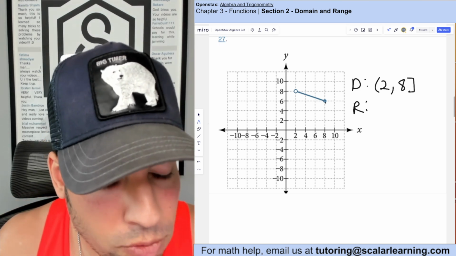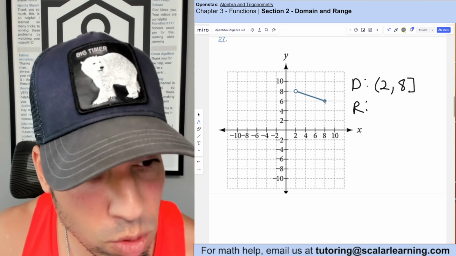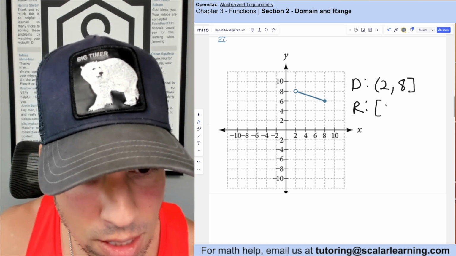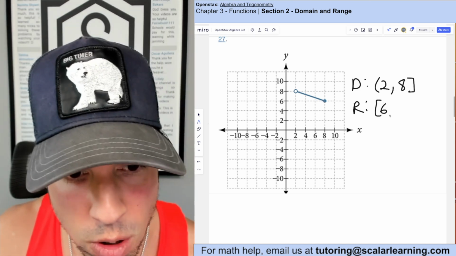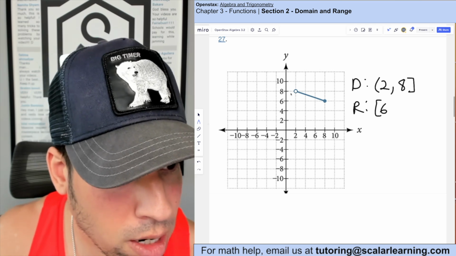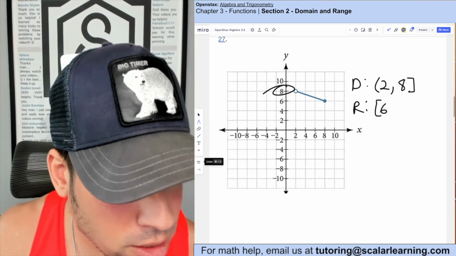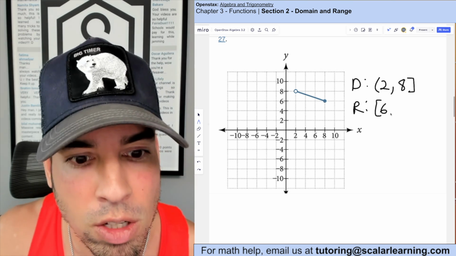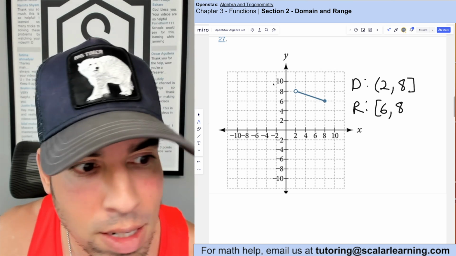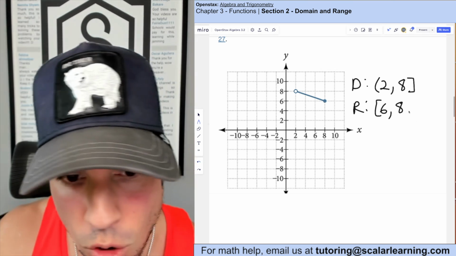Range is all of the y values contained by this function. So we're going to go from the bottom up. We see that the lowest value that's included is a 6. So again, it's filled in, so we're going to do a square bracket for 6, going all the way up to 8 on the y-axis, right? We're now looking at the y values. So 6 up to 8, but not including it because it's an open circle.